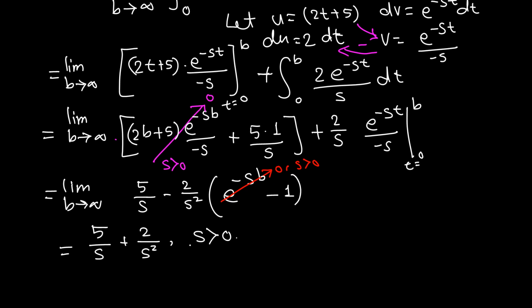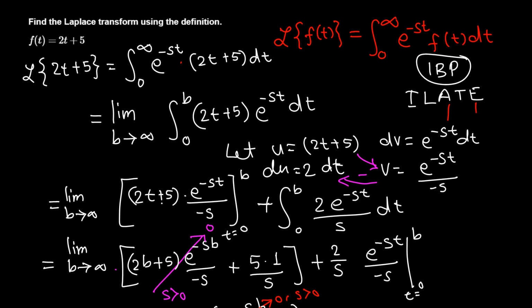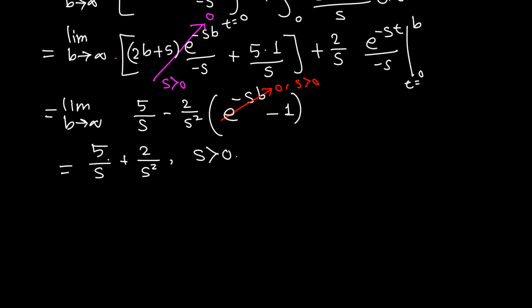So the Laplace transform of 2t plus 5 is, for the 2t it will be 2 over s squared, plus for the 5 it is 5 over s, provided s is positive. Final.